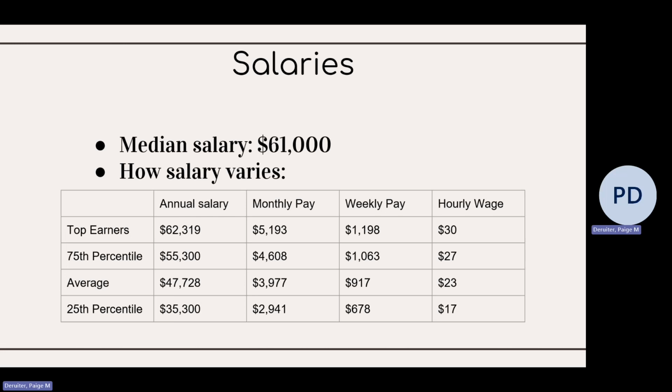So the top earners make about 62,319 annually. The 75th percentile makes about 55,300 annually. The average makes around 47,728 annually, and the 25th percentile makes about 35,300 annually. And again, this changes with how long you've been working, where you're working, and there's a lot of stuff that goes into this pay.